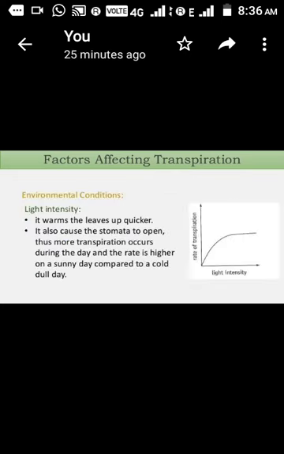Now some of the environmental factors which affect transpiration. First and foremost is light intensity. As the graph shows, when you increase the light intensity, there is a slight increase in the rate of transpiration, but only up to some extent; otherwise it reaches a steady state, meaning there is no further increase in the rate of transpiration when you increase the light intensity.